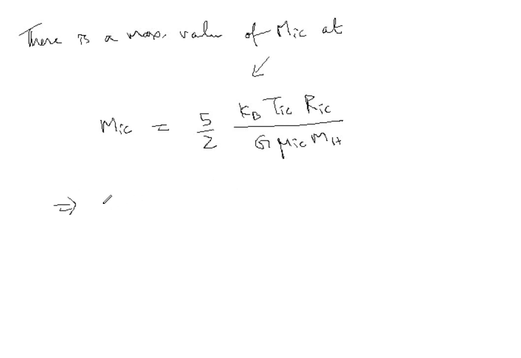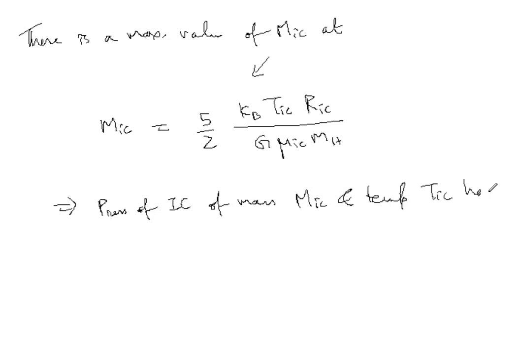This implies that the pressure of the isothermal core of mass MIC and temperature TIC has an upper bound. So this means the pressure of the isothermal core of mass MIC and temperature TIC has an upper bound.